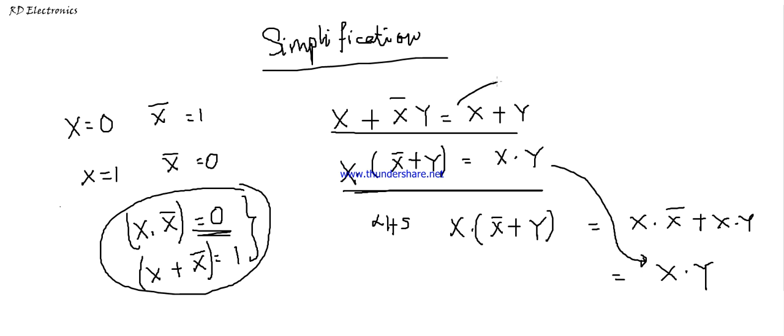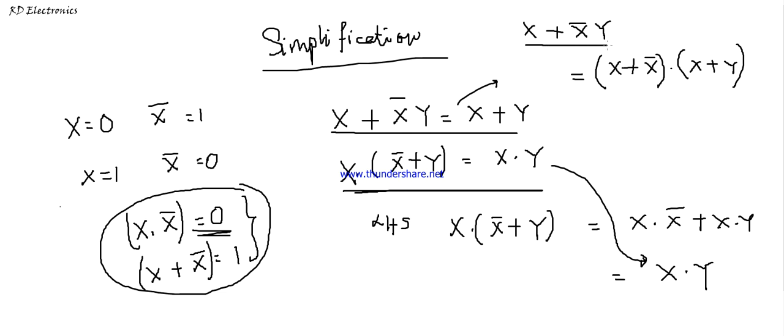And for this theorem, if we consider the left hand side, the term is x or x bar y. So using Boolean theorem, we can write this equation in this way. This x or x complement y can be written separately as x or x bar, logical AND with x or y. This x or x bar is from this theorem equal to 1. That means this is 1 dot x or y.